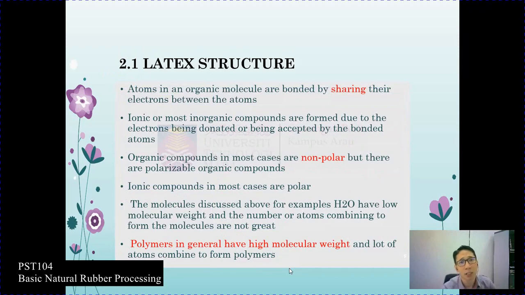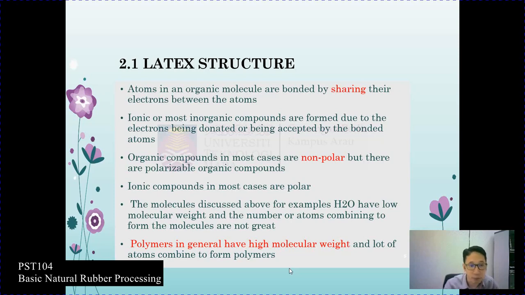Okay, latex structure. Atoms in an organic molecule are bonded by sharing their electrons between the atoms. Ionics or most inorganic compounds are formed due to the electrons being donated or being accepted by the bonded atoms. Organic compounds in most cases are non-polar, but they are polarizable. Inorganic compounds in most cases are polar. The molecules discussed above, for example, H2O, have low molecular weight and the number of atoms combining to form the molecule are not great. Polymer in general have high molecular weight and a lot of atoms combine to form a polymer.